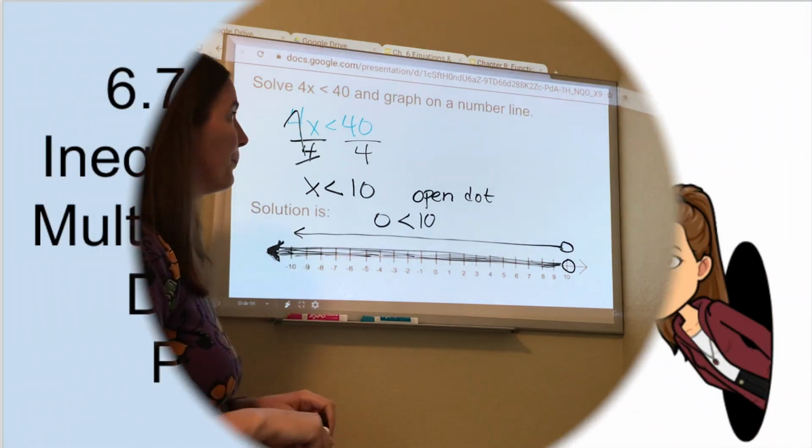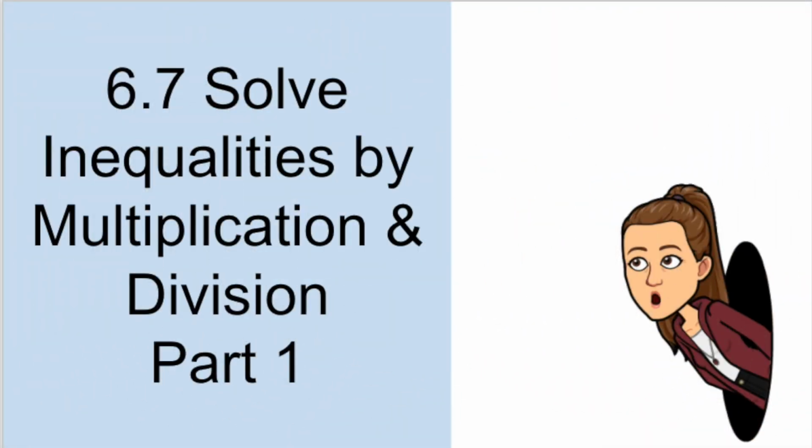That's the end of 6-7, solving inequalities by multiplication and division. Look for part 2, which is with negative numbers.